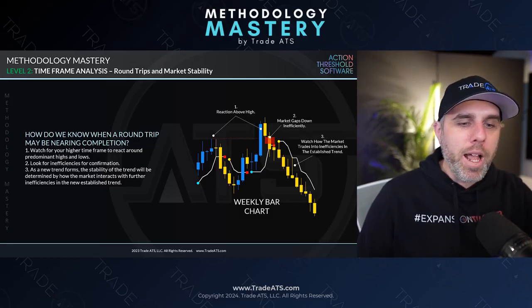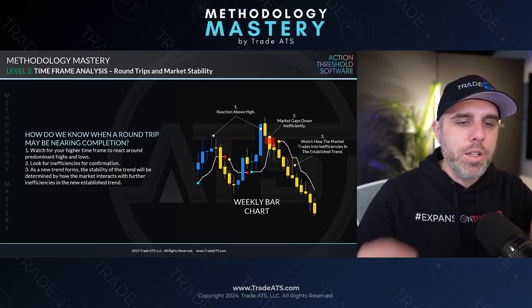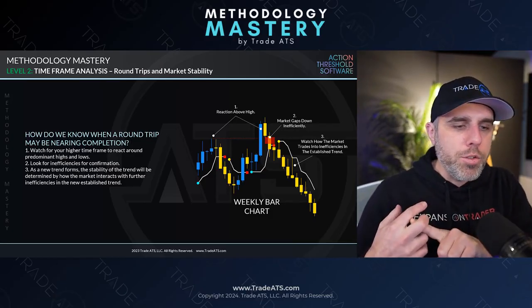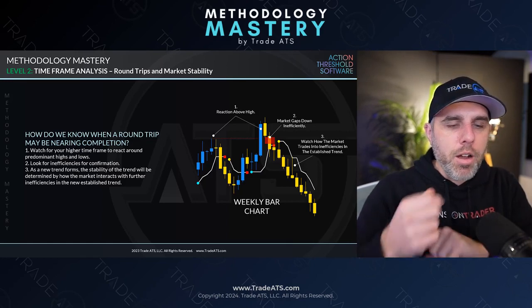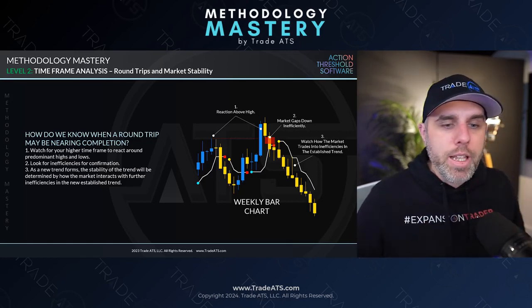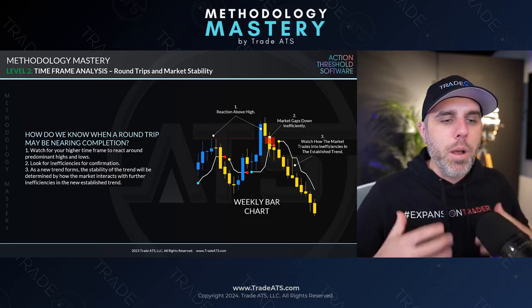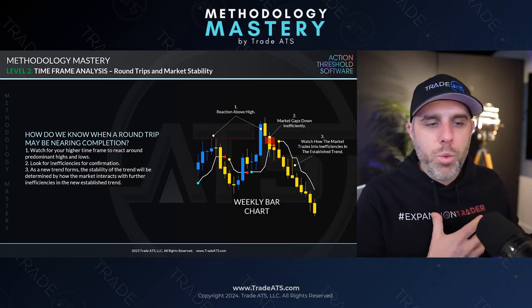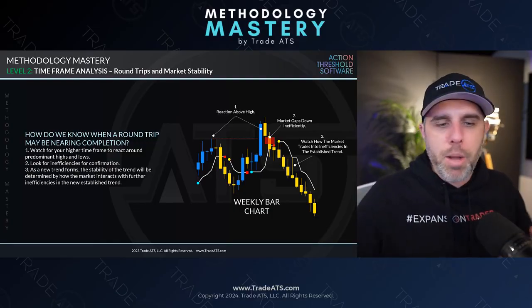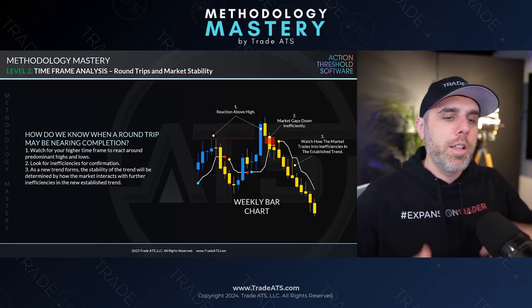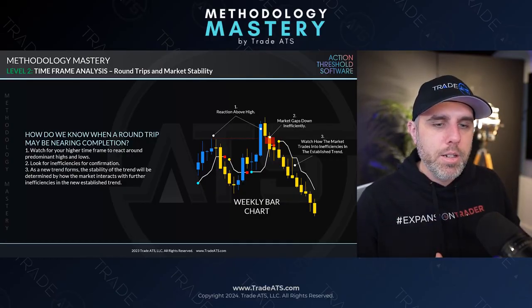So the goal in reality should be to identify ideal conditions, understanding the higher time frame, where it is in the round trip cycle, understanding all that stuff. That really is the job of the trader, is more about scoping out conditions rather than anybody can push the button. Anyone can be in a trade.